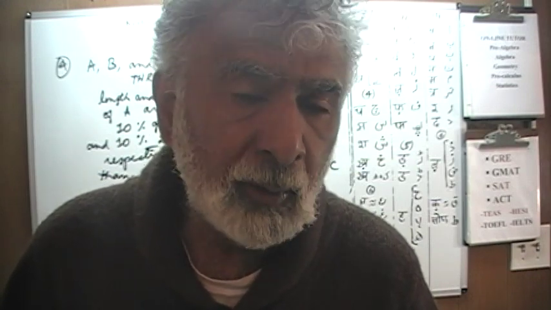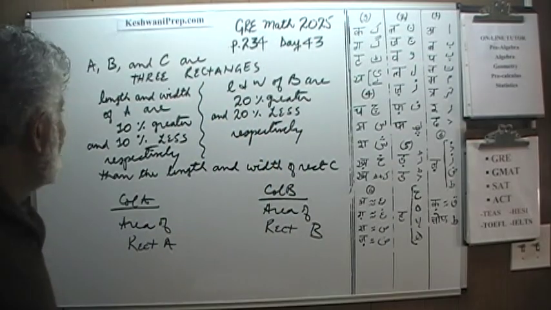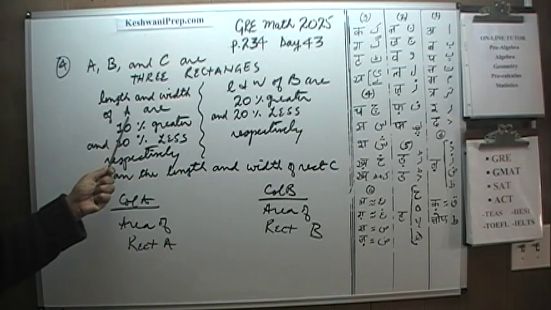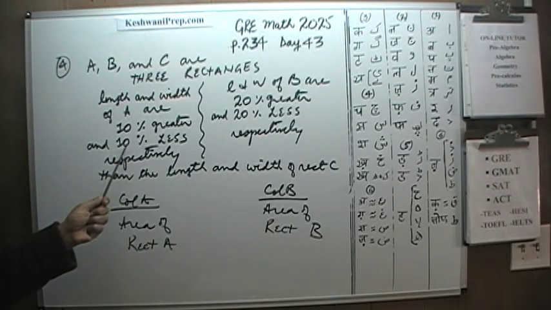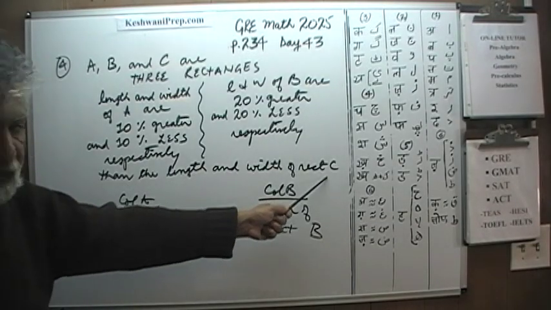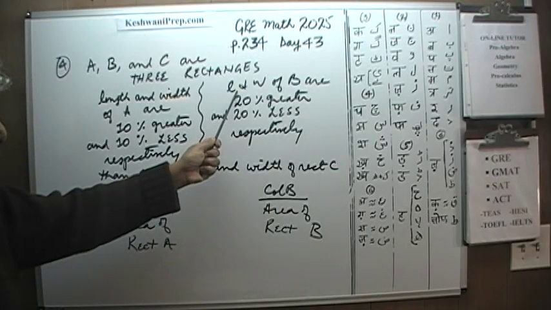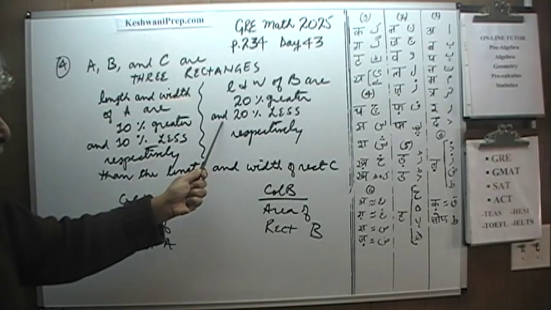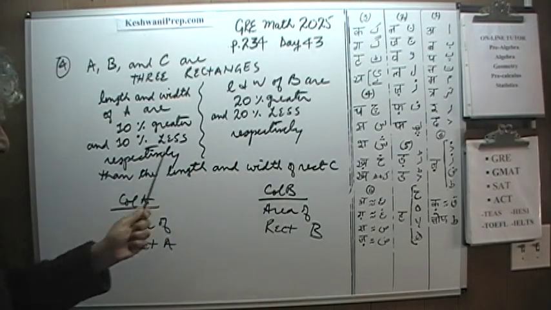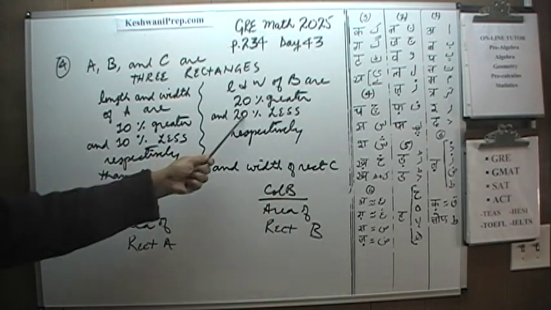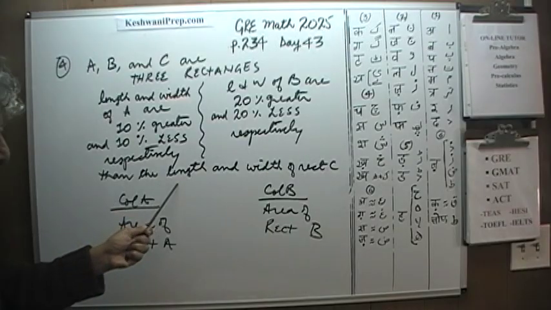We are told that we have 3 rectangles, A, B and C. What do we know about the rectangles? Well, we know that the length and the width of rectangle A are 10% greater and 10% less respectively than the length and width of rectangle C. We also know that the length and the width of rectangle B are 20% greater and 20% less respectively than the length and the width of rectangle C. This line applies to both of these columns. Then the length and the width of rectangle C.